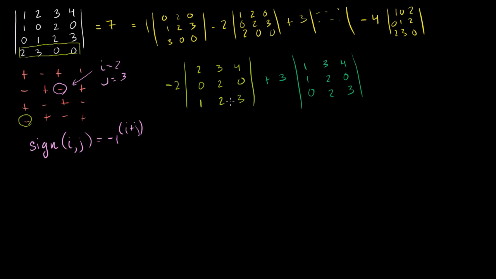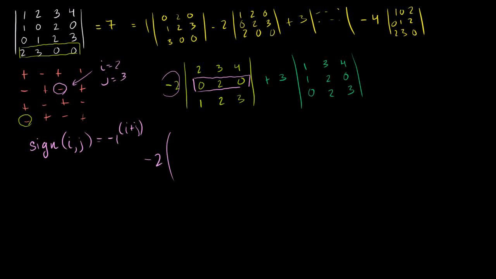Well, we can do it with the exact same principle. We can go down any row or column that seems to be especially simple. So let's go down that row, because that row seems especially simple. So this is going to be -2. That's this -2 right here, times the determinant of this guy.